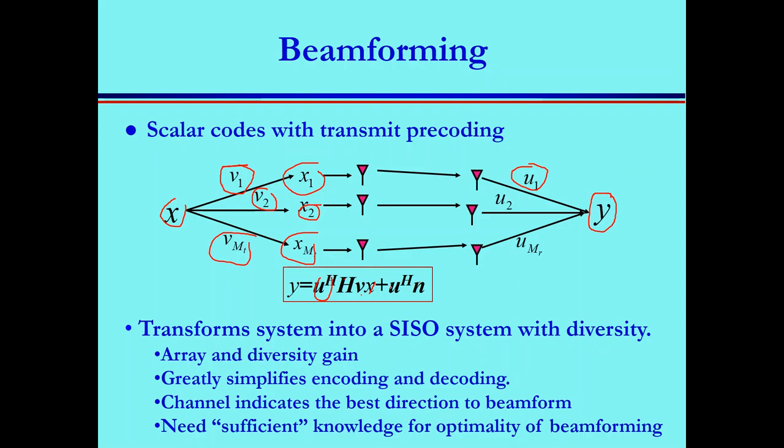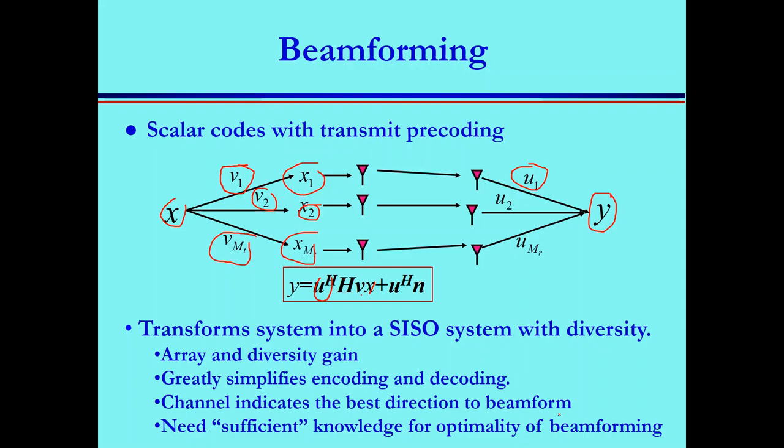And this is the noise. Since you are using U Hermitian at the receiver, it gets multiplied with the noise as well. This transforms your system into a SISO system with diversity, array, and you can get array and diversity gain. It greatly simplifies encoding and decoding. The channel indicates the best direction to beamform.